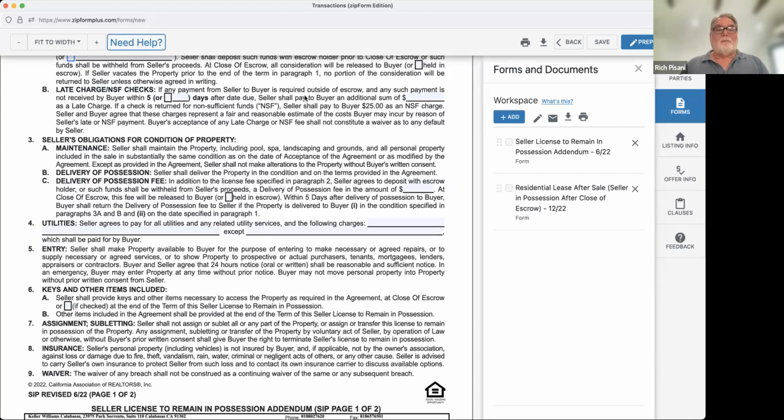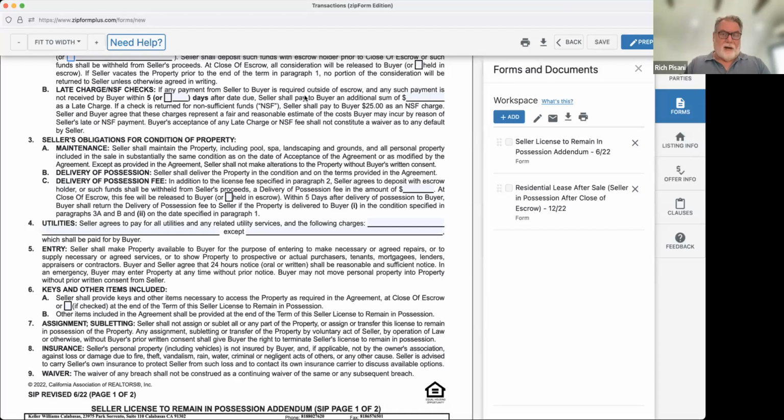Now the buyer may not move personal property into the property without prior written consent from the seller. And there's a form in CAR to do so, to move personal property either prior to close of escrow or if the seller is still in possession. So there is a form in CAR forms. So that's that. The buyer can have entry with 24 hours notice.